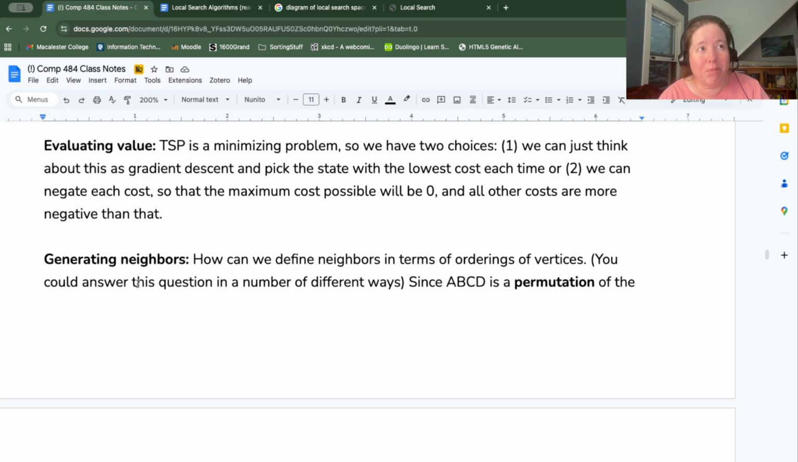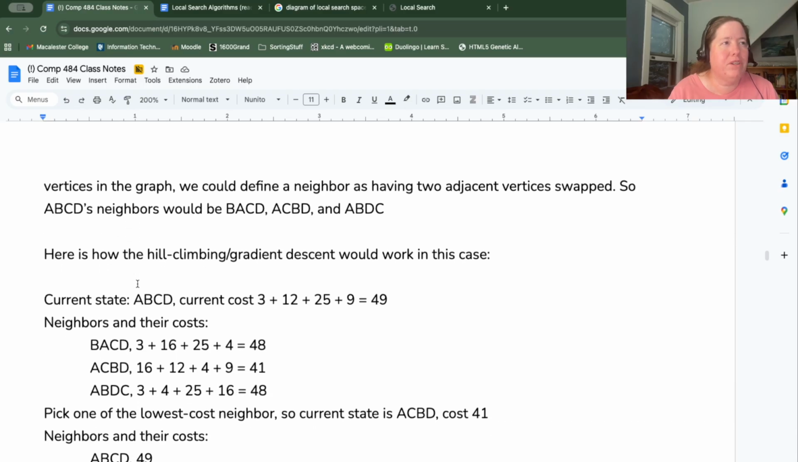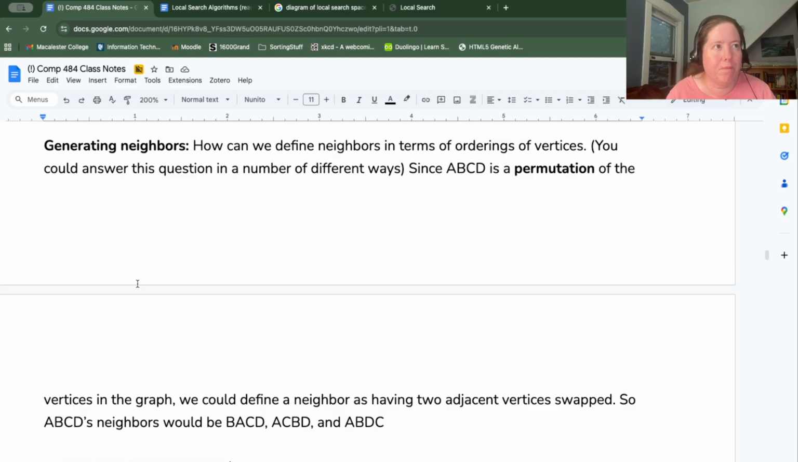So then the maximum cost possible would be 0. That's the maximum value if we negate all of the costs, and they turn from being gradient descent into being hill climbing. I think I'm looking ahead to see. I'm just going to treat this as gradient descent. When we work on examples in person, we will make them be hill climbing, but it's just easier for me to think through this as gradient descent.